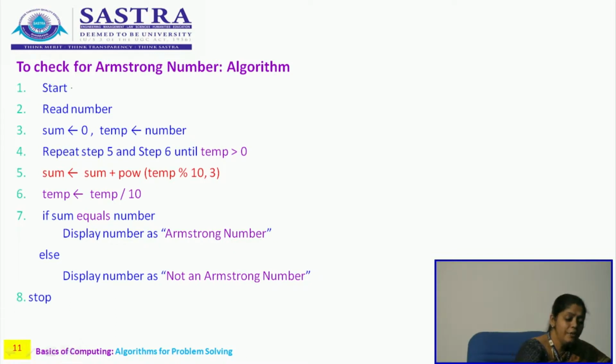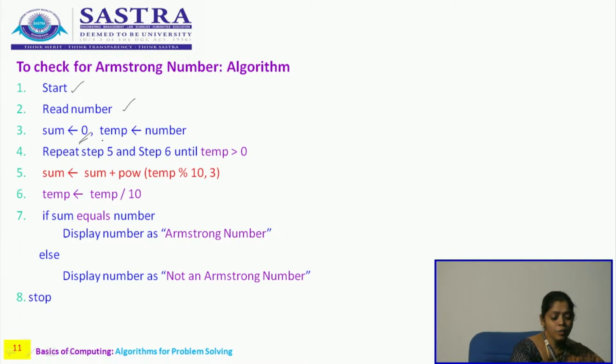So first you will be giving the notation start. After that you have to read the number. The assumption here is the number user is not entering 0. If you want to check that case also, you can add the test case. And once the number is read, you have to initialize the sum as 0, because finally we will be adding all the digits' cube values. So before any addition operation, as we have seen already, you have to initialize the sum as 0.